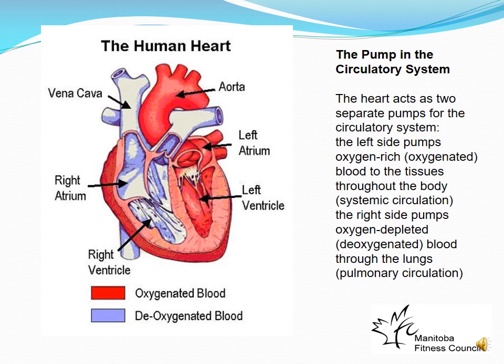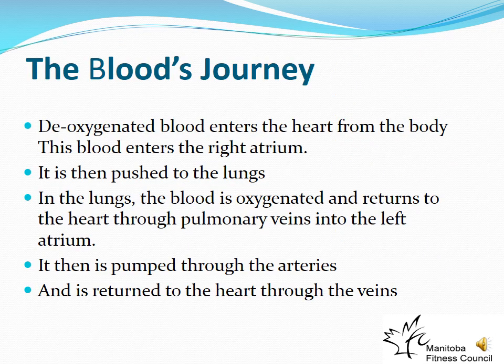So here it's just saying that the heart acts as two separate pumps. The left side will pump the oxygen-rich or oxygenated blood through to the tissues of the body. This is your systemic circulation. The right side pumps oxygen-depleted or deoxygenated blood through the lungs, which is our pulmonary circulation. So this is just repeating what we've already said, so this should now be review for you.